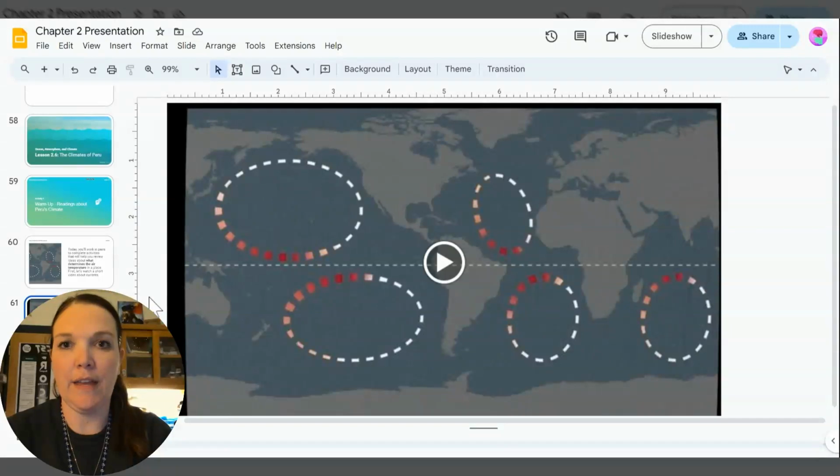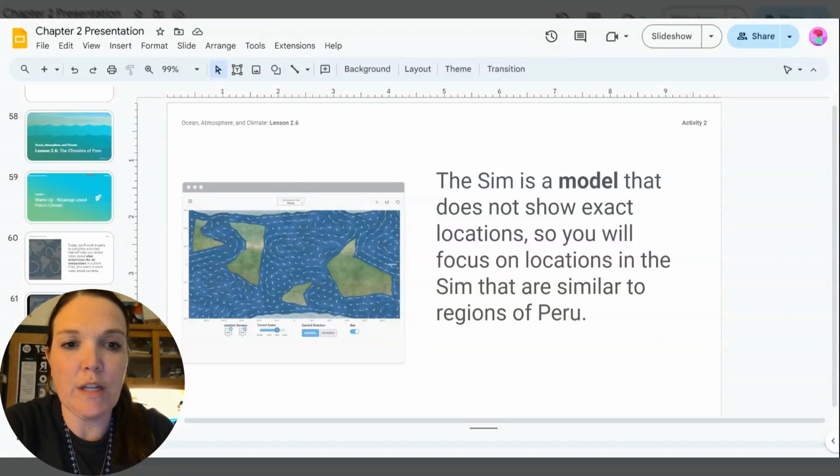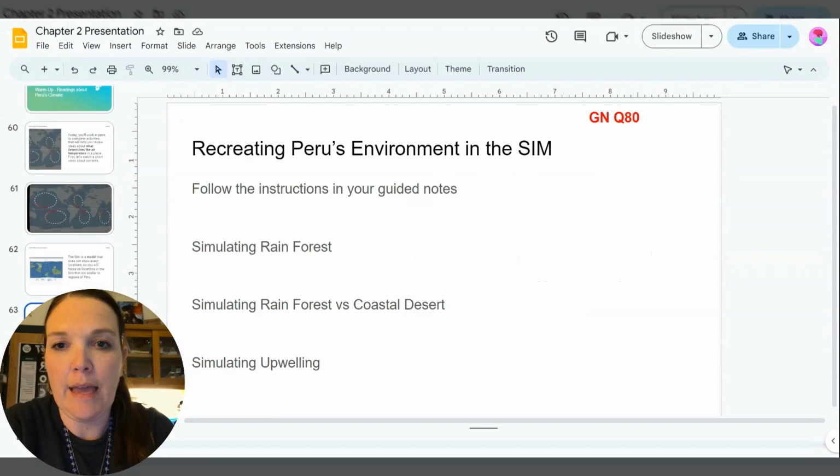Okay, so that was our video. All right, so we're going to move on now. The sim is a model that does not show exact locations, so you will focus on locations in the sim that are similar to regions of Peru. Okay, so you can see recreating Peru's environment in the sim.